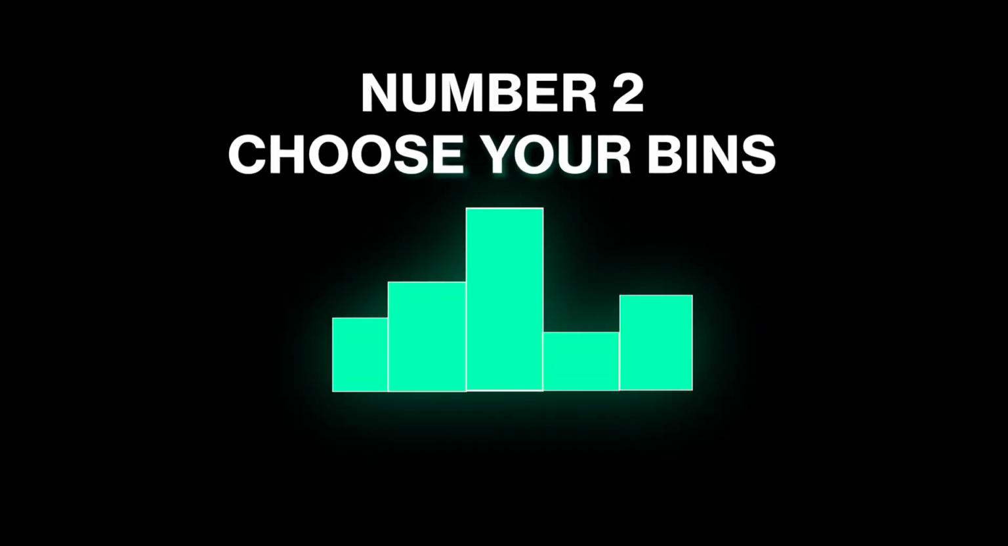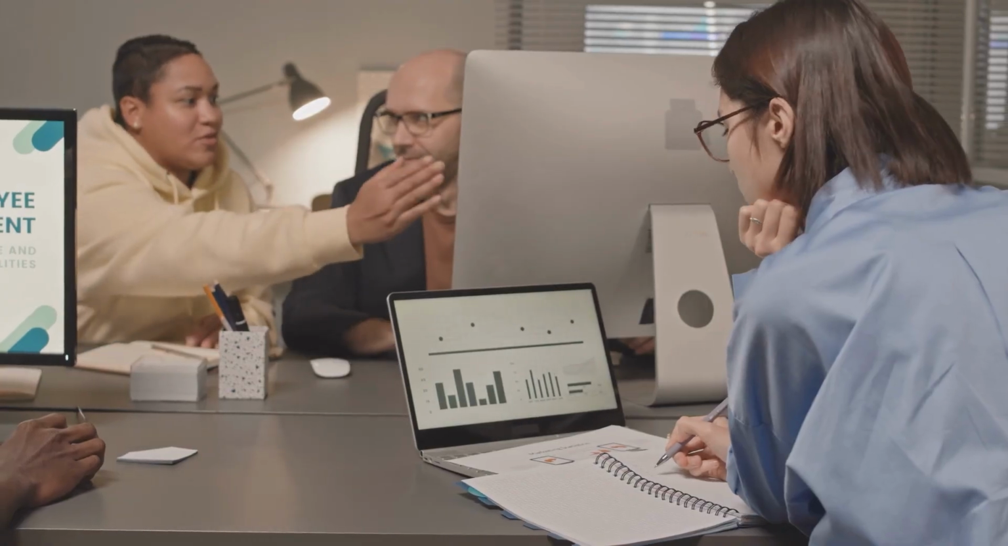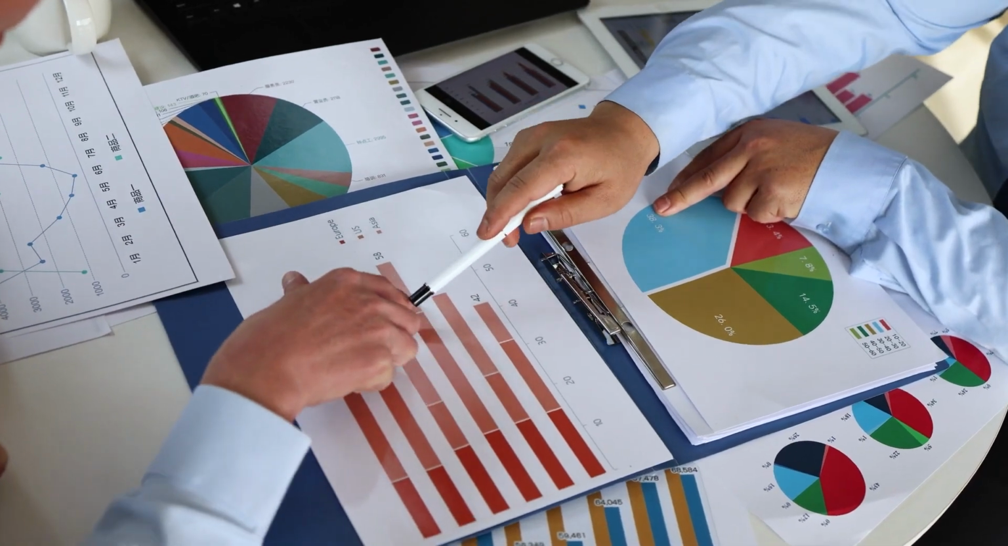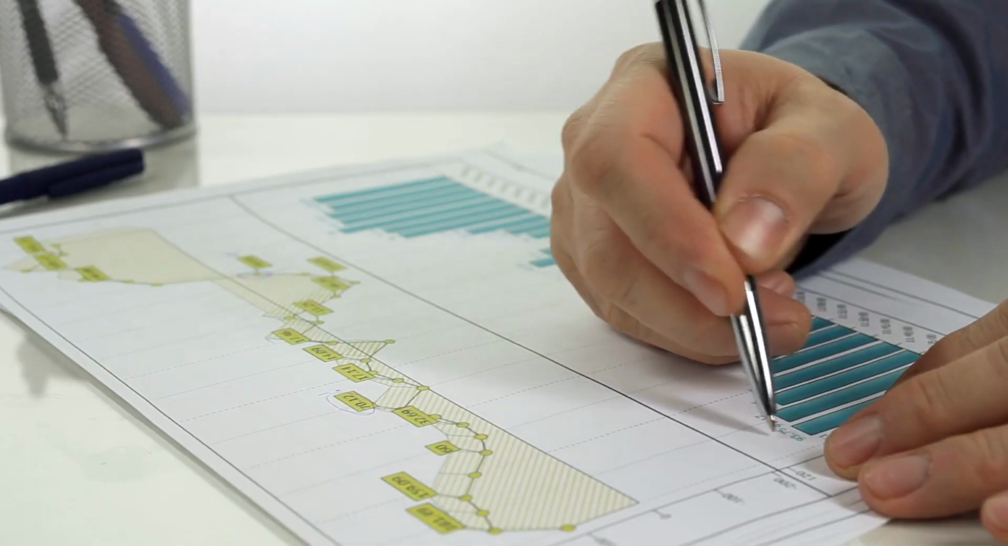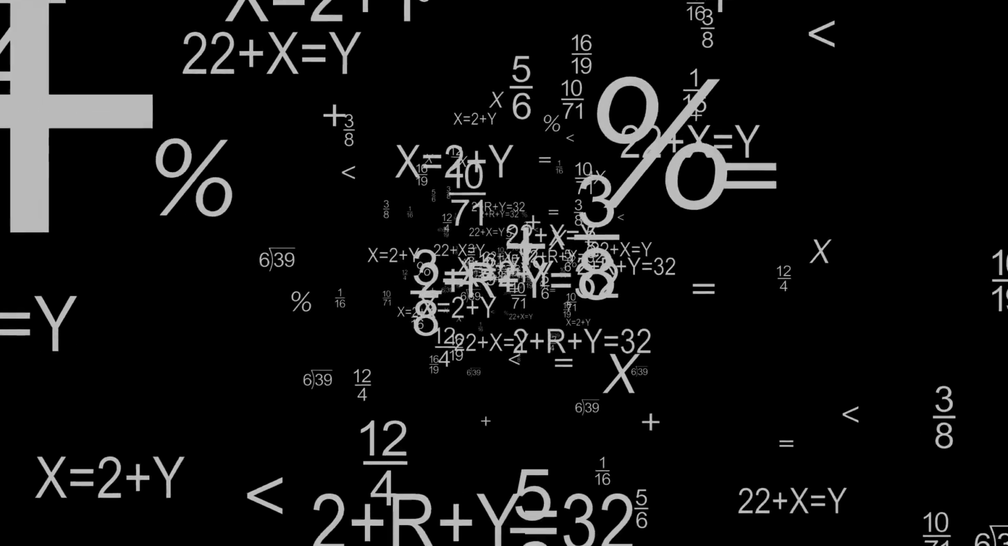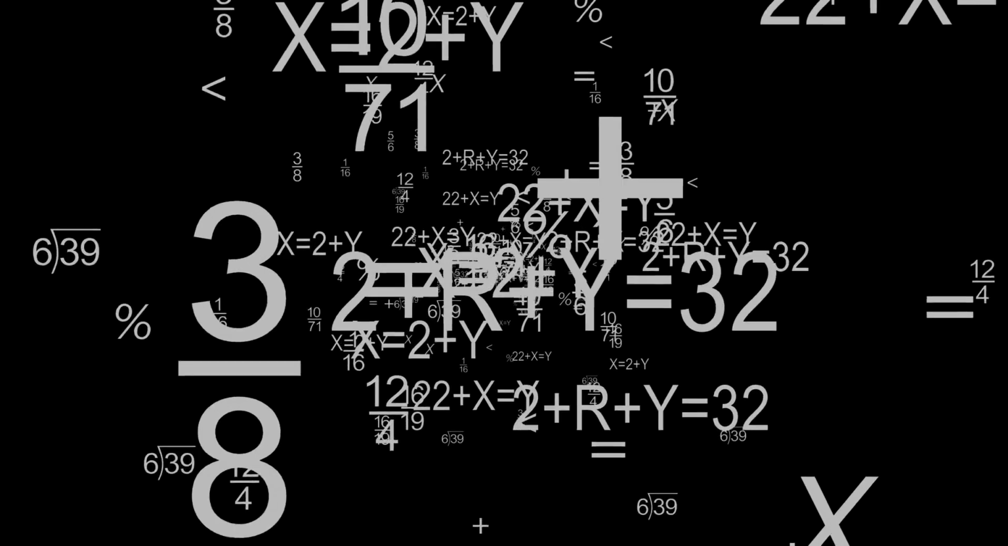Step 2. Choose your bins. This basically just means deciding on the grouping range for each bar, like 2, 3, 4, 5, 6, 7, 8, 9, 10. You can pick any grouping that makes the chart readable. The goal is clarity. Not every chart needs to be perfect. Just make it useful. There are actually some mathematical rules to help you choose the right number of bins. 2 to the k rule.